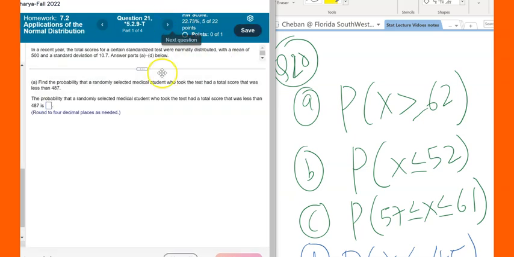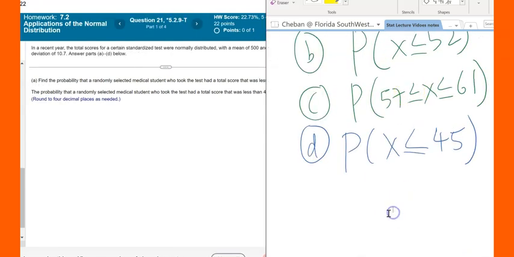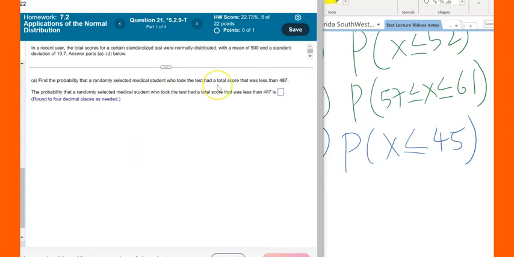All right, question number 21. Okay, question number 21 is also similar to question number 20 again, because there is similar information given here as well. It says test scores are normally distributed with the mean and the standard deviation. And the question tells you to find the probability that randomly selected medical students who took a test had a total score that was less than 487.